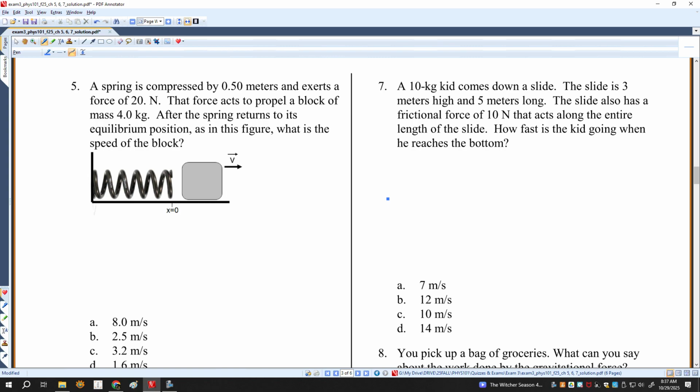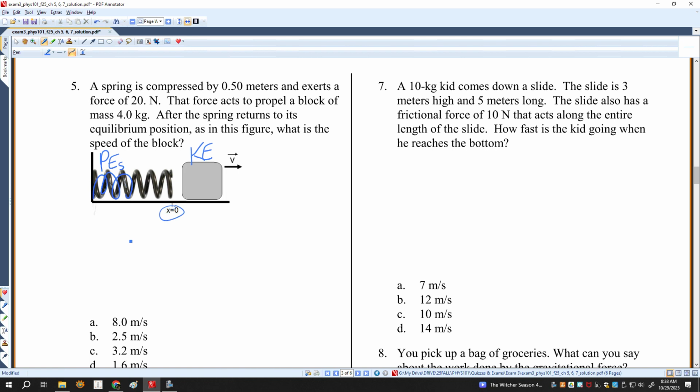Okay, so here I have a spring. I compress it, and it expands and causes this block to move. When the spring is compressed, it has an elastic potential energy. When it expands, it has no elastic potential energy because x is equal to 0, and the only energy that it has is kinetic energy.